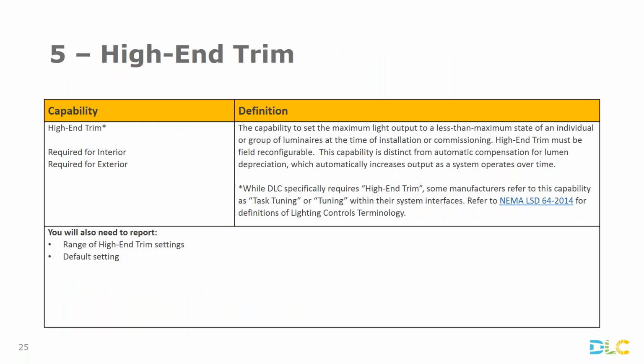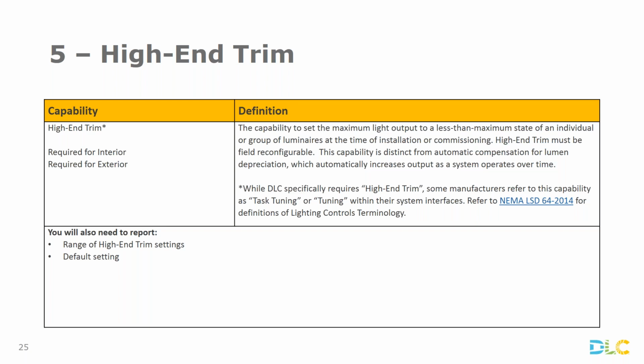Next one is high-end trim. This is the capability to set the maximum light output, to really tune the lighting to the desired light level at the time of installation or commissioning. You are basically setting a new ceiling light level for the system. For ongoing operation, you might give occupants the ability to dim below that, but the high-end trim sets the new ceiling.